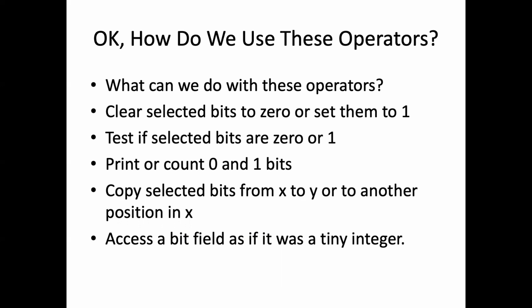Maybe we just want to print out a number in binary. If we can look at individual bits, it ought to be easy to do that. Maybe we want to copy sections of bits around. Like we want to go get 4 bits out of one number and copy it into some other number. And at the end, we'll figure out how to implement our own bit fields using these operations. All right, let's go through trying to do these.